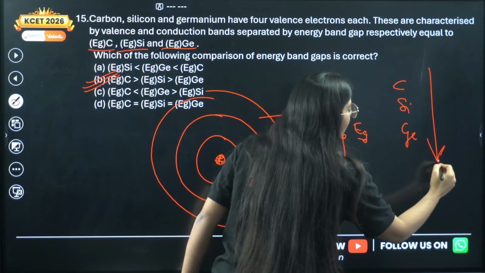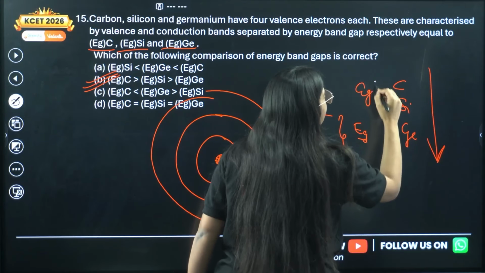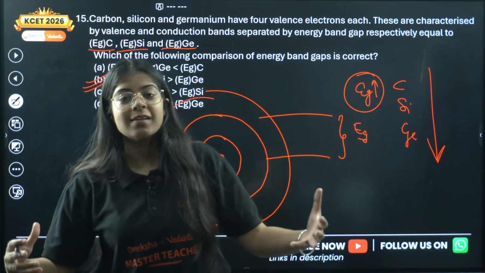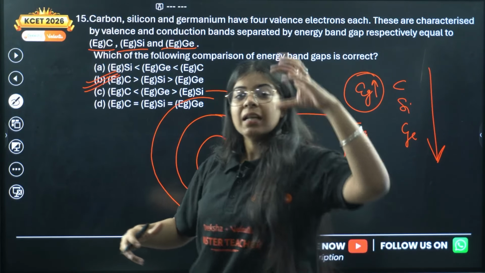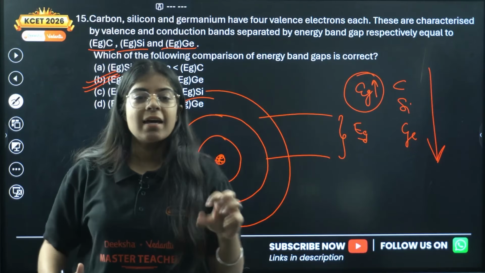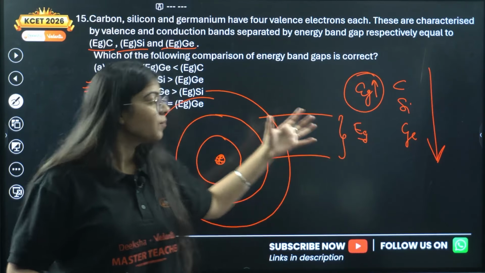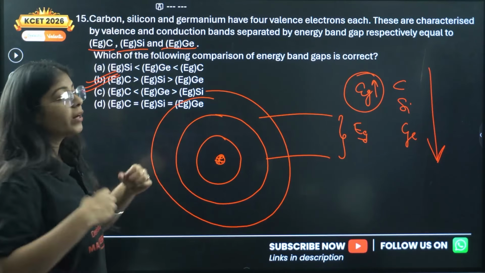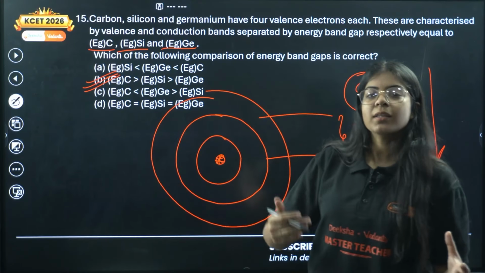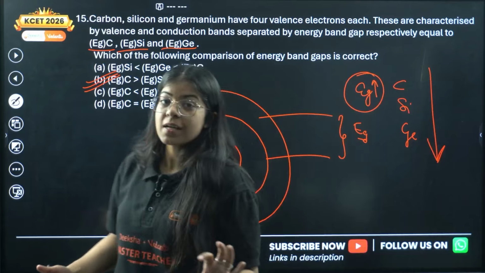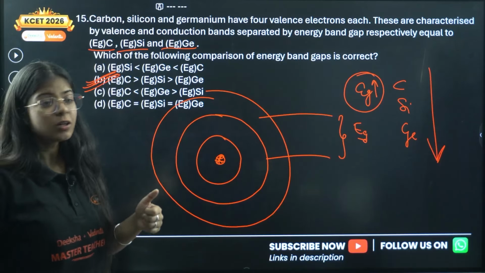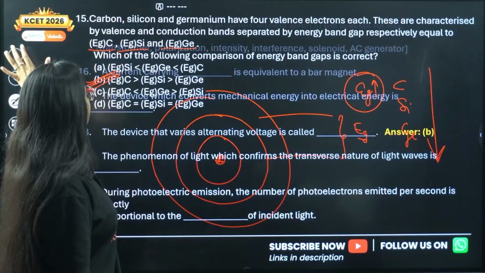As we go down, their energy band gap decreases as the size of the shells around the nucleus increases, and the outermost valence electrons are not as tightly bound as they were in carbon. Correct? So it's more difficult to take out electrons from carbon than silicon, than germanium. That's my answer, which is option B. Correct? Understood? Moving on to the next question.